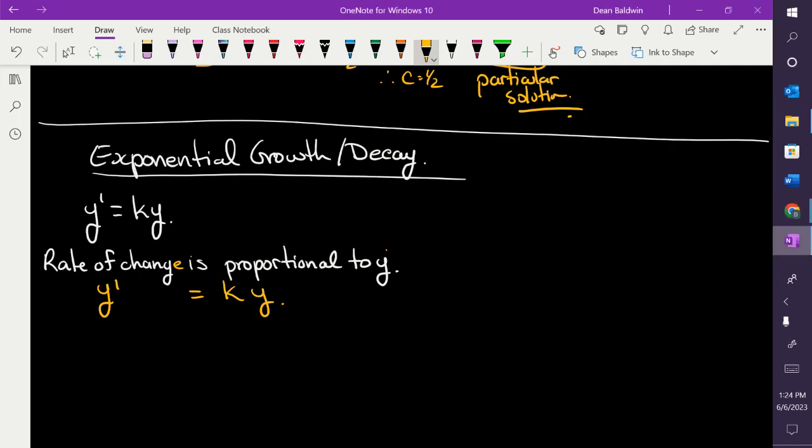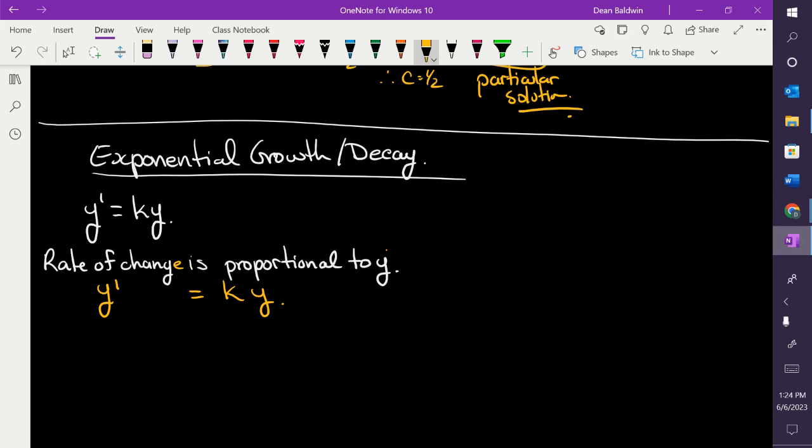Okay. Exponential growth and decay. So if you are given an equation or a statement that says the rate of change is y prime, it's the same as dy dt. Because it's rate, it would be dy dt. Is in math means equals. Proportional to.